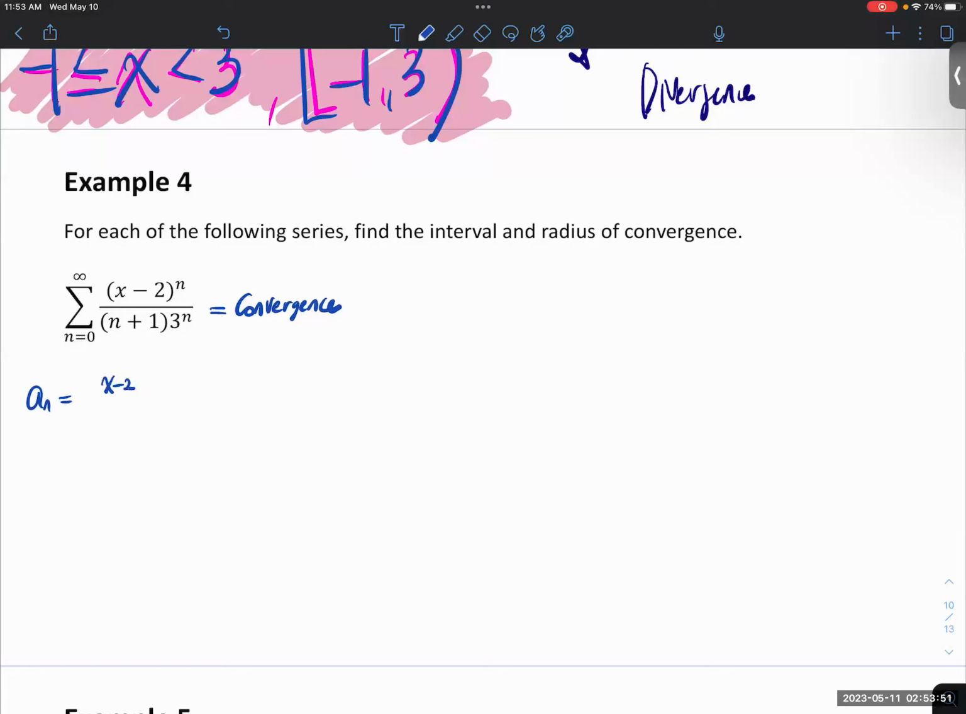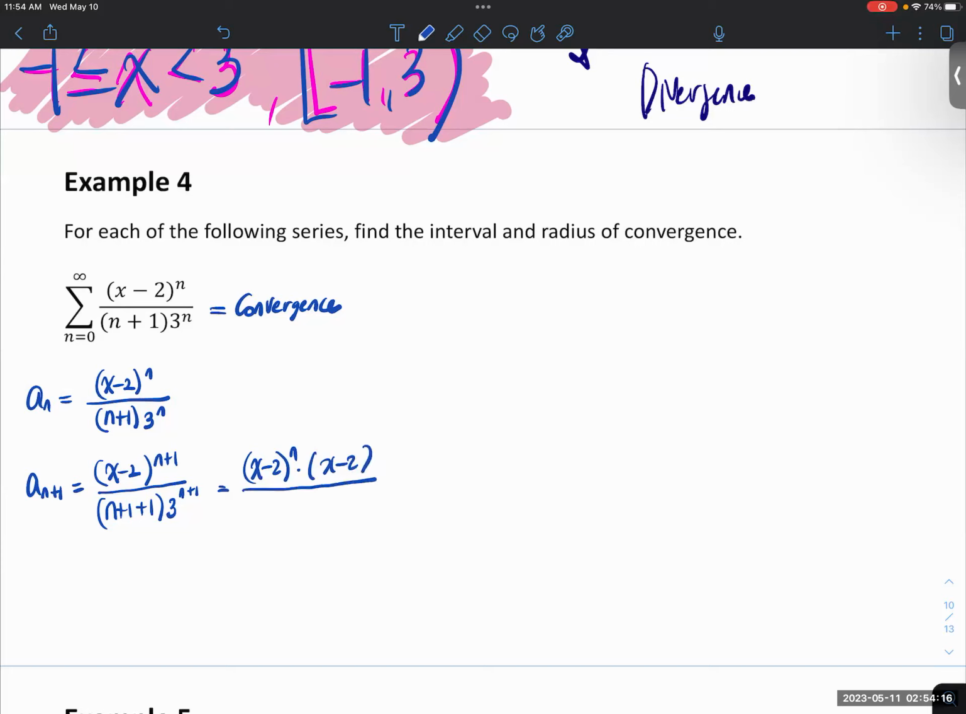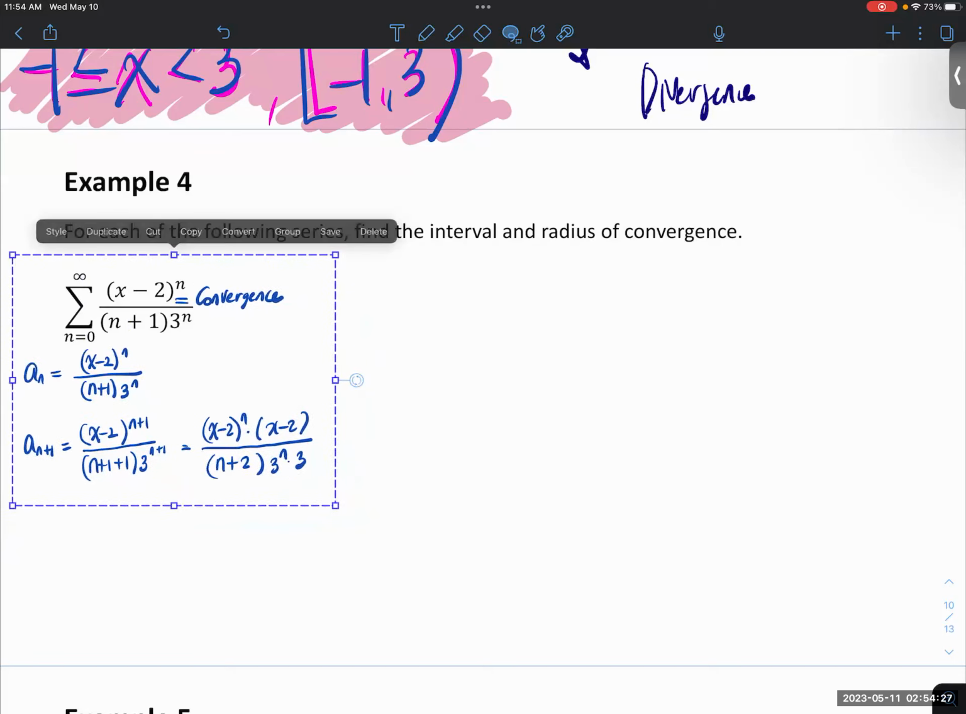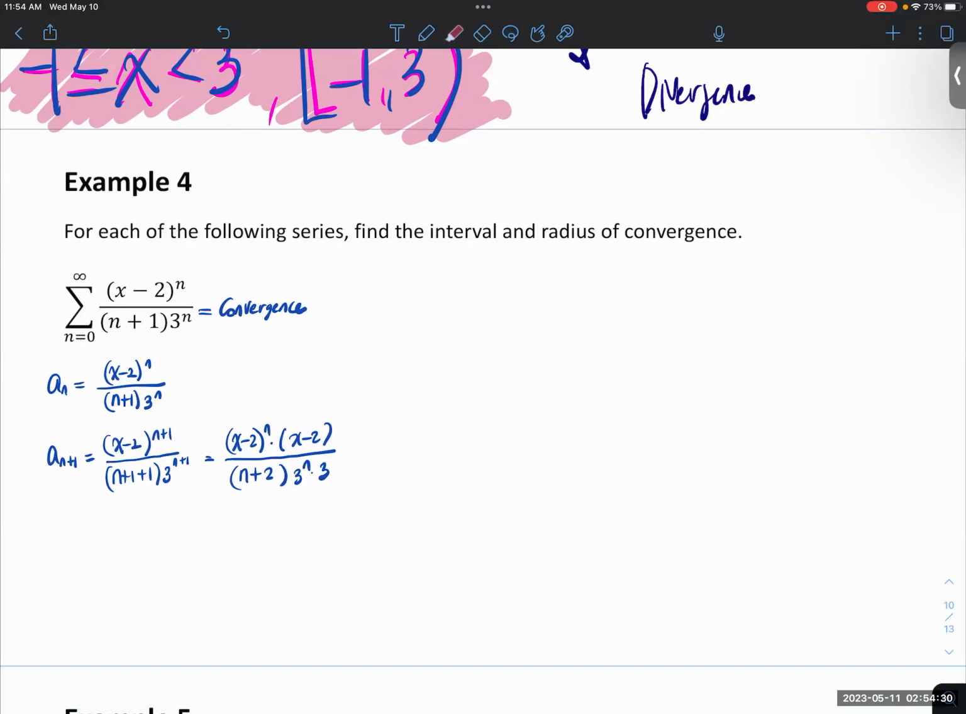a_n is (x minus 2)^n over (n plus 1) 3^n, and a_(n+1) is (x minus 2)^(n+1) over (n plus 1 plus 1) 3^(n+1). So this means (x minus 2)^(n+1) over (n plus 2) 3^(n+1). So I can rewrite it with the a_n and a_(n+1). Are you guys okay? So I just modify what I'm doing.